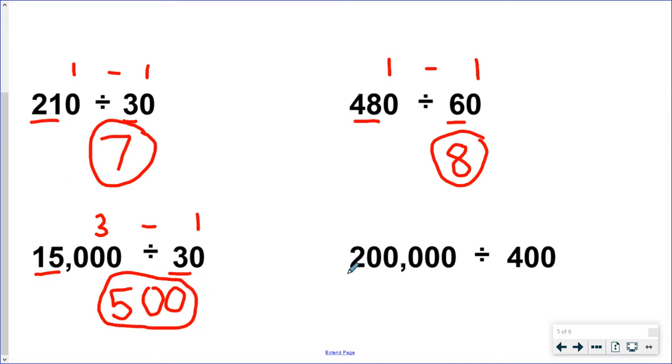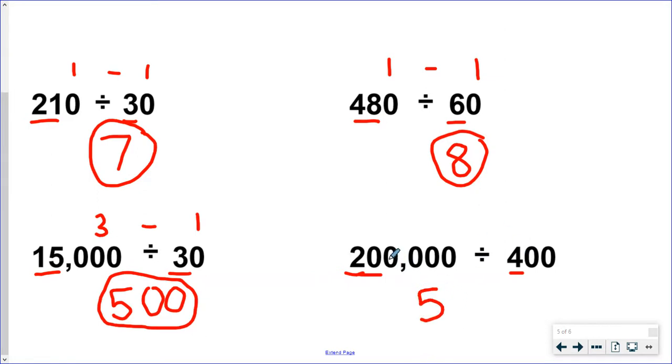Our last one here, again, if I ignore the zeros, I'd have 2 divided by 4. Well, I can't do that because this number is definitely bigger. This is not the same as 4 divided by 2. This is take 2 and divide it by 4. I can't do that, so I have to bring one of those zeros back. Now I have 20 divided by 4. Or what number would I multiply 4 by to get 20? 4 times 5. So I put a 5 down here.